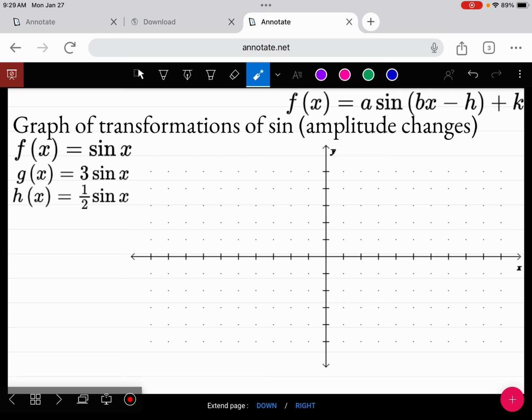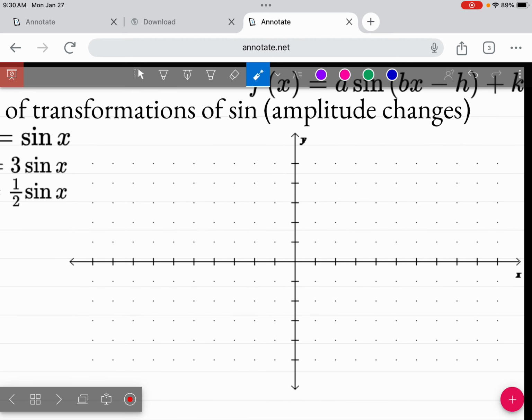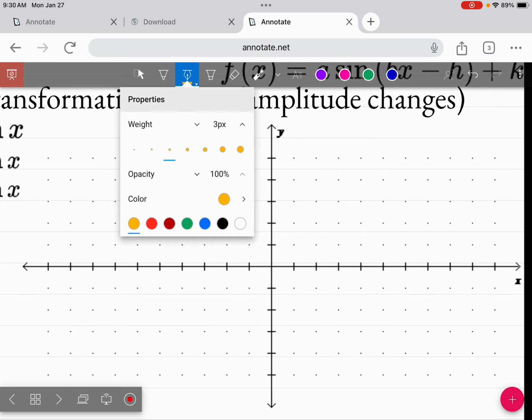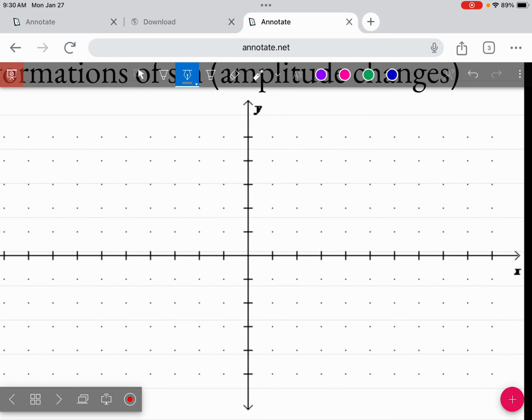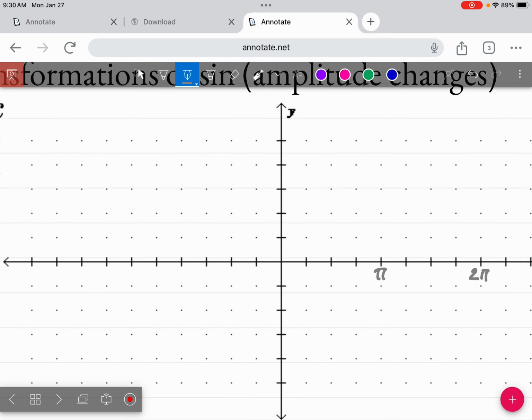We're going to graph f of x, which is our parent function again, because it's excellent practice for us. We're going to do 3 sine of x, and we're going to do 1/2 sine of x. What this is going to do is change our amplitude, so it's not going to change any of the length of anything else. I'm going to count my x-axis exactly the same way: 4 steps for a pi. So 1, 2, 3, 4 gives me a pi. 1, 2, 3, 4 gives me 2 pi. 1, 2, 3, 4 gives me minus pi. 1, 2, 3, 4 gives me minus 2 pi.